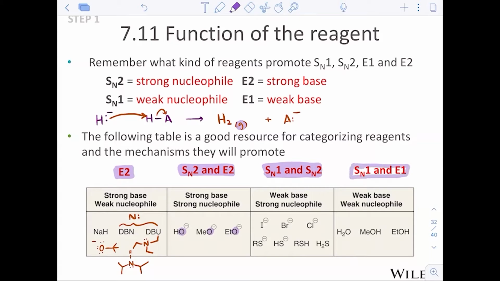Primarily what we want to think about with our SN1s and our E1s is this idea of weak base, weak nucleophile. These are the best for the SN1 and for the E1. They're small enough, they're polar protic solvents, therefore these ones would promote the SN1 and the E1.